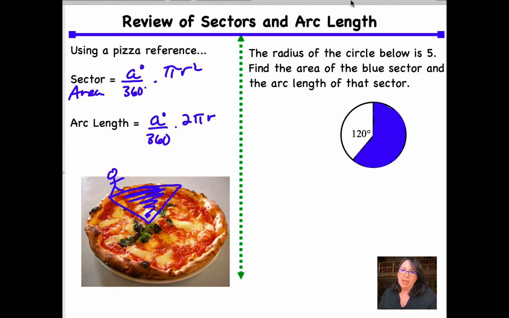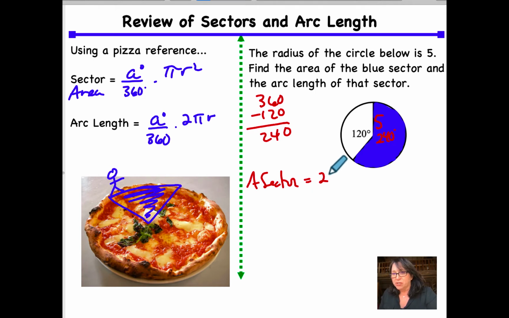So we know that the radius of this shape right here is given as 5. It says find the area and also the arc length, but I want the blue area. So basically we would take 360 degrees and subtract 120. That gives us 240, because that's my arc degree, the fraction of 360 that I'm looking at. So if I want the area of this sector, I'm going to use arc degree, which is 240 over 360 degrees times pi r squared.